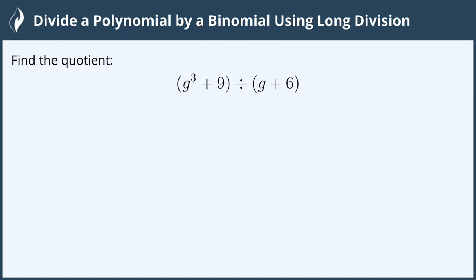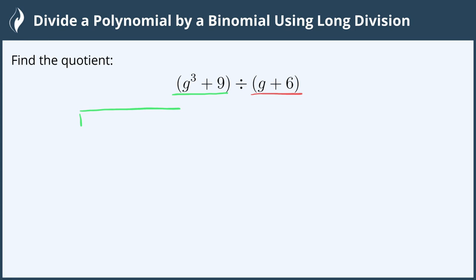Hi everyone! In this video we will divide a polynomial by a binomial using long division. Find the quotient of g cubed plus 9 divided by g plus 6. With long division we take the first item and divide it by the second one. The first one is called the dividend and the second is called the divisor. The dividend goes inside the division sign and the divisor goes on the outside of the division sign.